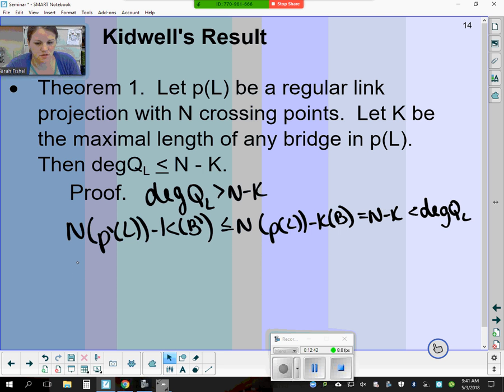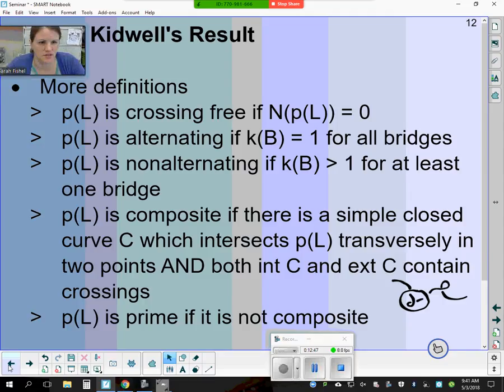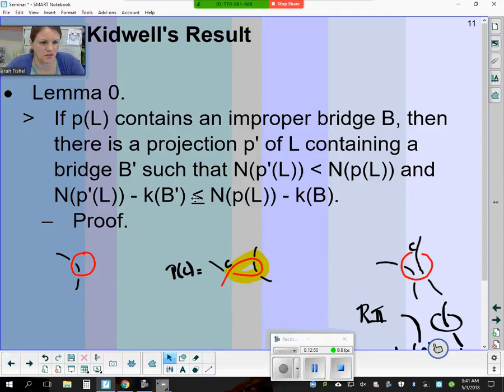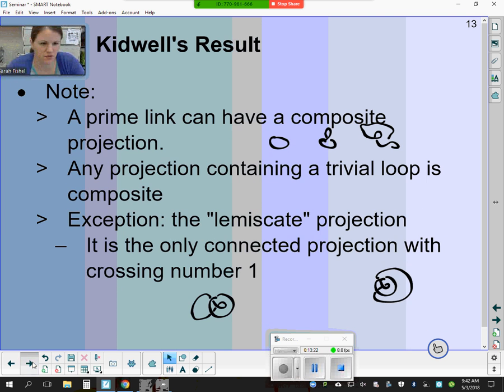Also by lemma 0, which I didn't mention, if you look back at lemma 0, we proved this bottom statement with our 3 different improper bridges. It's actually kind of visually obvious that the number of crossings in our P prime projection has to be less than the number of crossings, because by Reidemeister moves, the original number of crossings is reduced in each example that I showed you. So kind of a visual proof there.